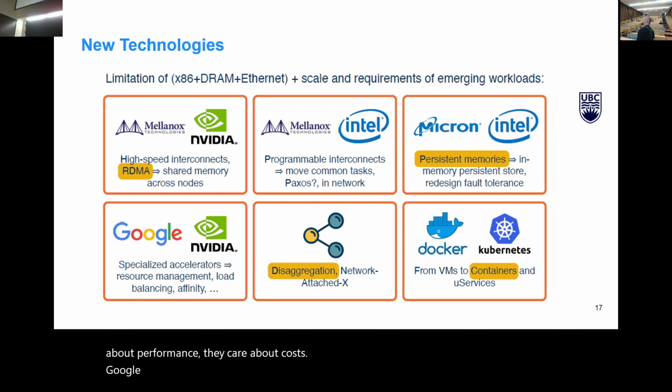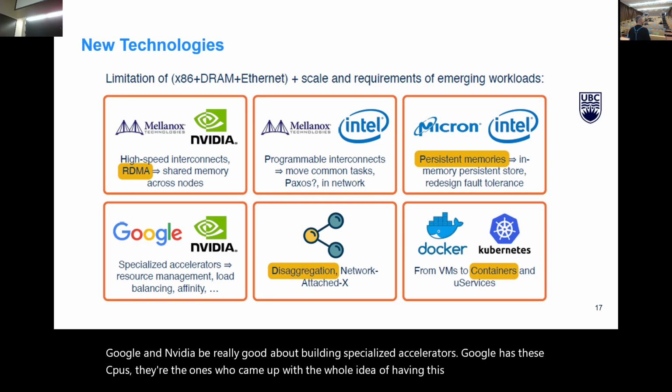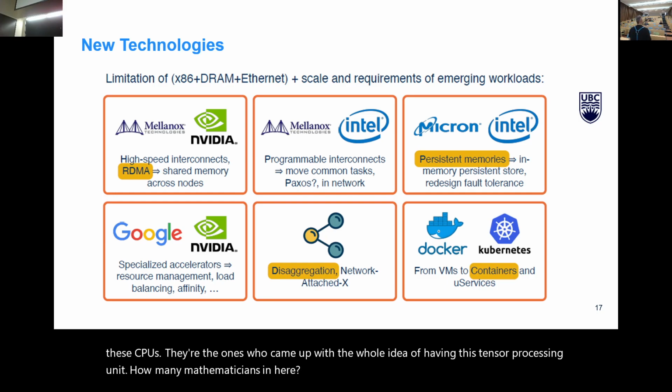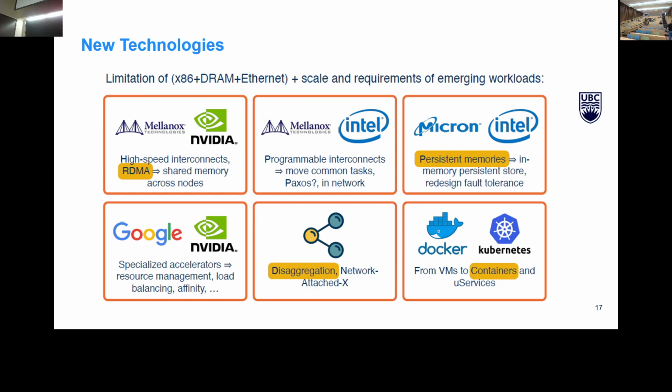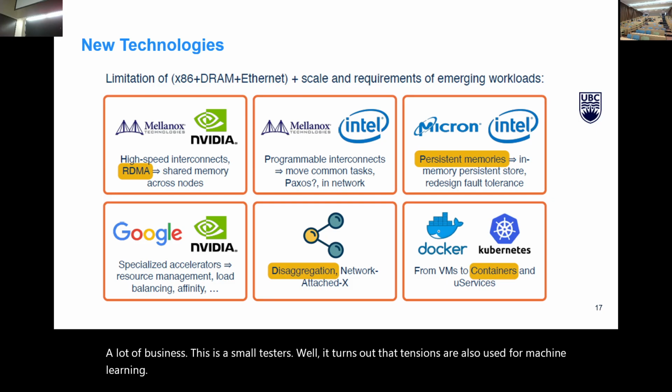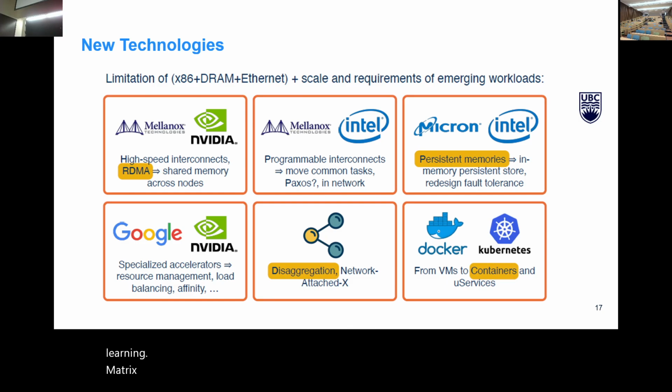Google and NVIDIA have been really good about building specialized accelerators. Google has these TPUs. They're the ones who came up with the idea of tensor processing units. How many mathematicians in here? He begrudgingly raises his hand, going, do you know what a tensor is? Yeah, fine, okay, great. You know, one of those funky matrix thingies. They're just a very efficient way of expressing certain kinds of operations, and they're used a lot in physics. Physicists love tensors. Well, it turns out that tensors are also used for machine learning. We're doing big matrix operations, and that's what a TPU does. It does highly efficient matrix operations against this particular kind of mathematical structure, and we're building hardware to do it.